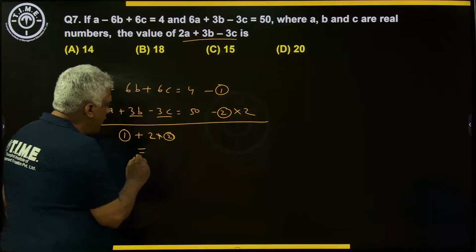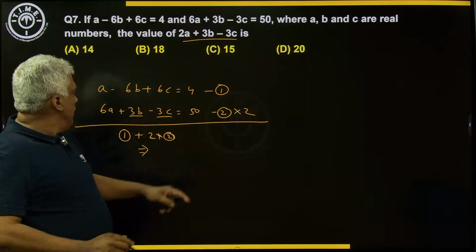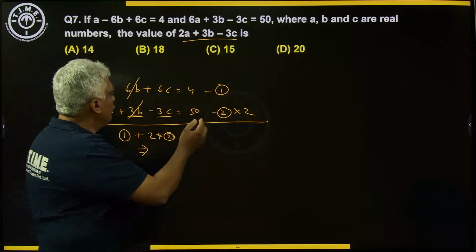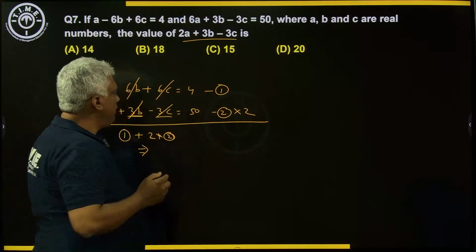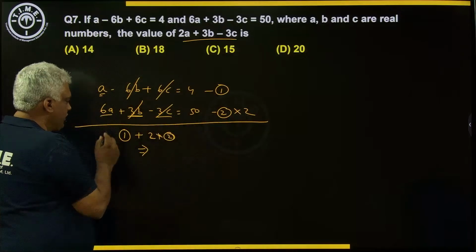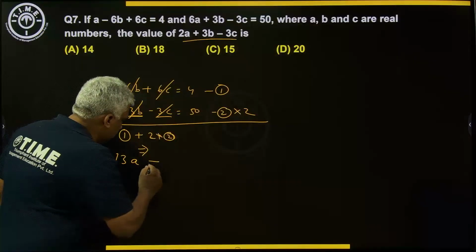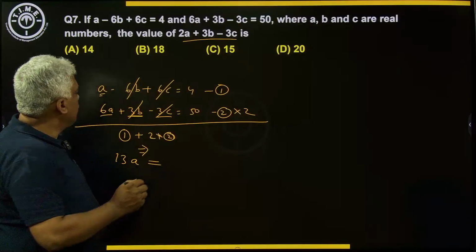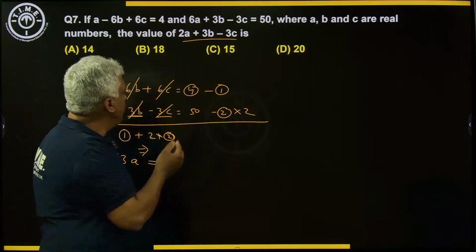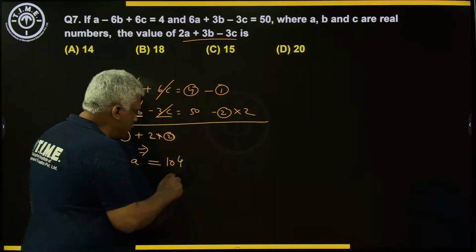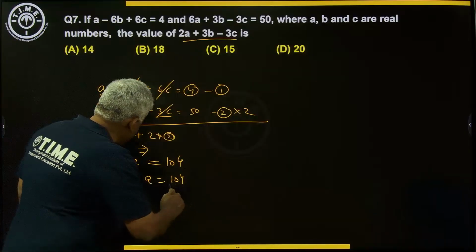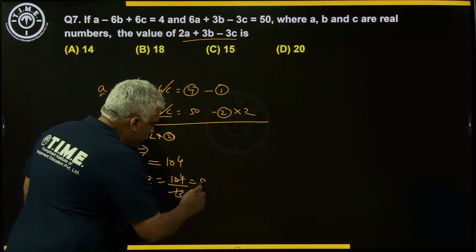What will that give us? Now you see that this becomes 6B, 2 into 3B, 6B got cancelled, right? 6C got cancelled. So here we get A plus 2 into 6, 12A, so 13A. Now 13A equals 4 plus 100, that is 104, right? So we know that A will be 104 by 13, that is 8. You got the value of 8.